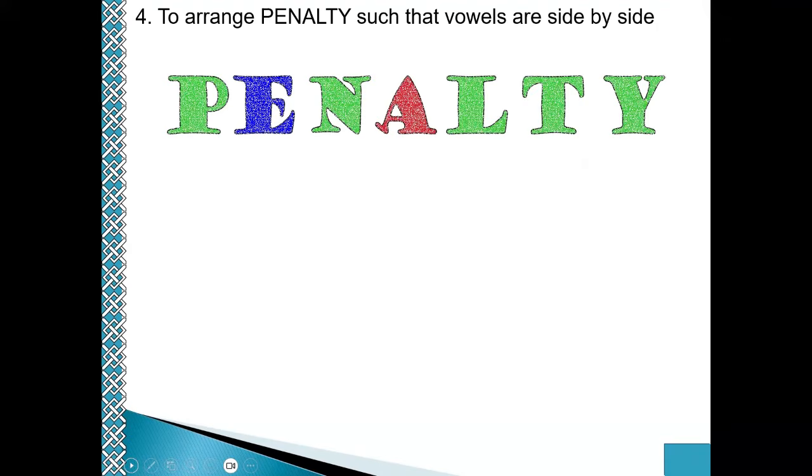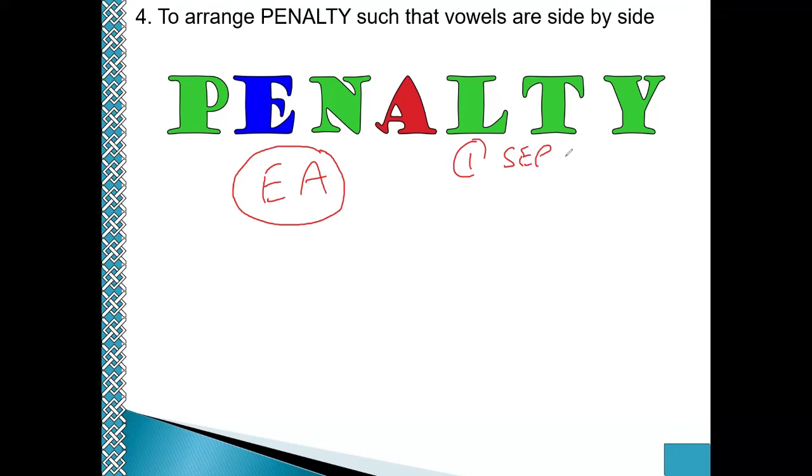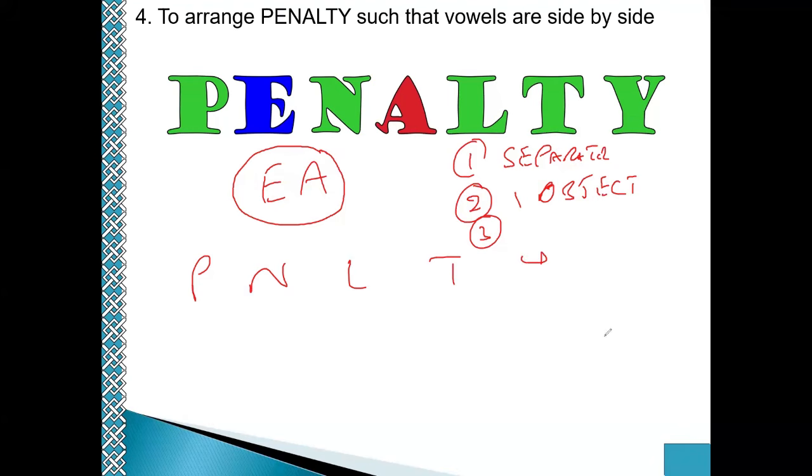To arrange PENALTY such that the vowels are side by side. First step: separate the vowels. Second step: group them as one object. Third step: try to arrange them with the other objects. What are the other objects? P, N, L, T, Y.